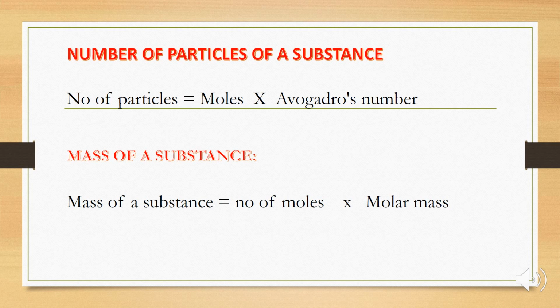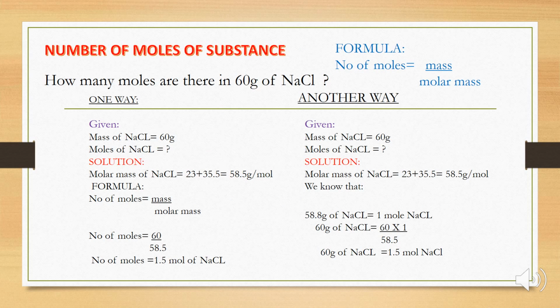The number of particles of a substance can be calculated by using the formula: number of particles is equal to moles into Avogadro's number. Whereas the mass of a substance can be calculated by using the formula: mass of a substance is equal to number of moles of a substance into molar mass. We can calculate the number of moles of a substance by using the formula: number of moles is equal to mass divided by molar mass.